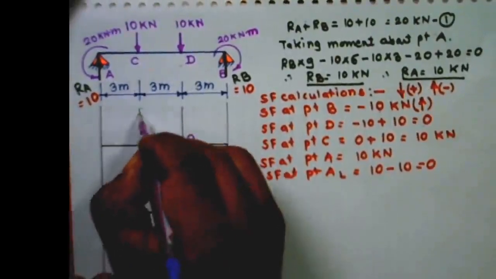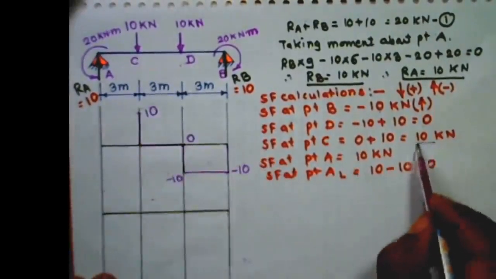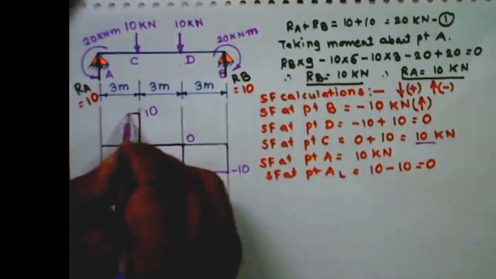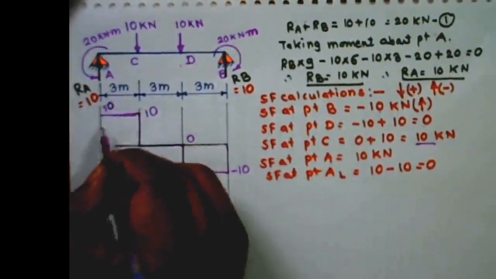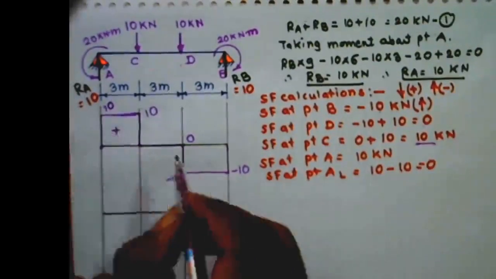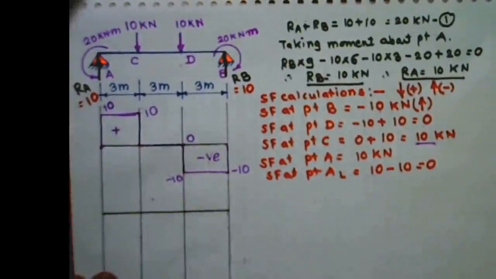Here at point C a 10 kilonewton force is adding. That is, at point C the value is positive 10 kilonewton. Between the points C and A there is no load. So again here it is horizontal, and here also you may say 10, and lastly it becomes again 0. So this is the positive diagram, this is the negative diagram. This completes our shear force diagram.